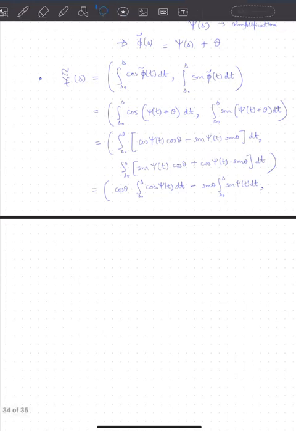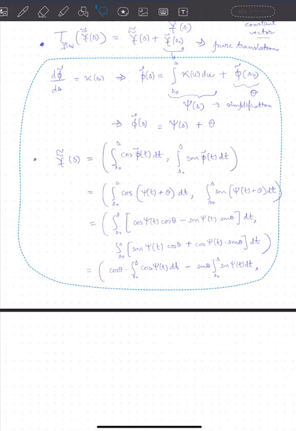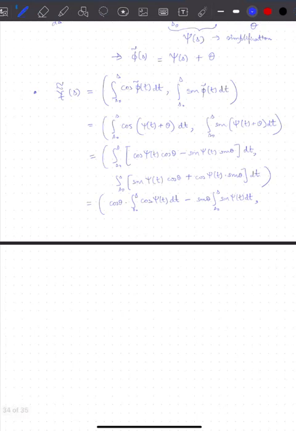let me just make some room here. Likewise, what we'll have is, I'll just rearrange, sine theta of the integral from s naught to s of cosine psi of t dt plus cosine theta of the integral from s naught to s of sine psi of t dt. So I think things are falling in line.